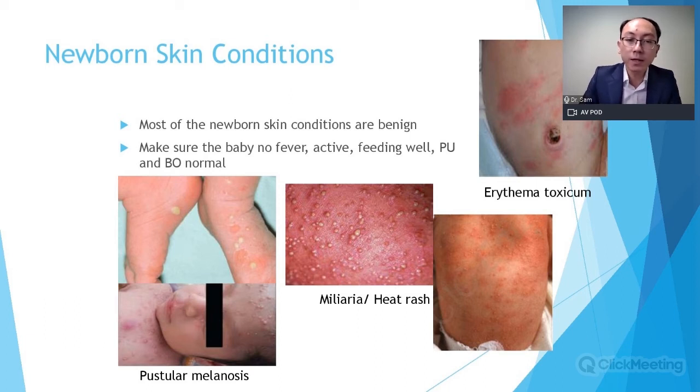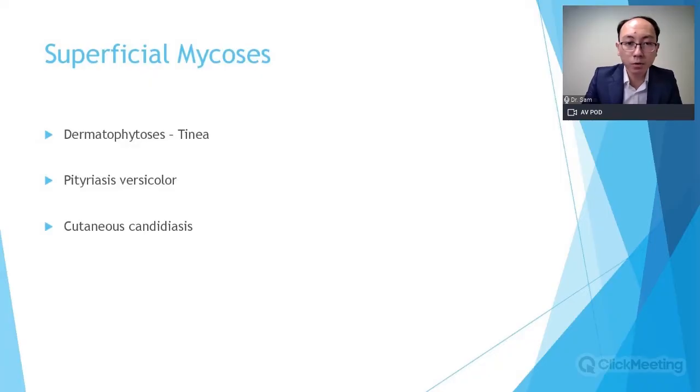I think the right upper one, all of you will be quite familiar with, and this is the most common skin condition, even though the name seems very malignant, like erythema toxicum. But definitely this is a normal skin condition for a baby. So next, we'll go to superficial mycosis.